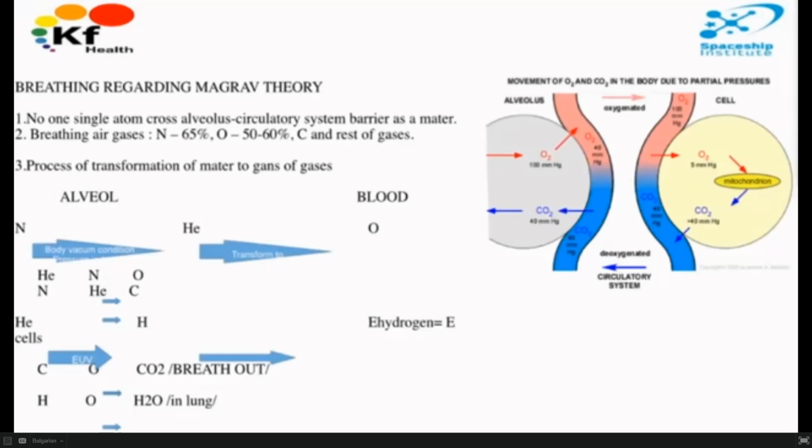Process. Yeah, I'm kind of confused, sorry. Okay.